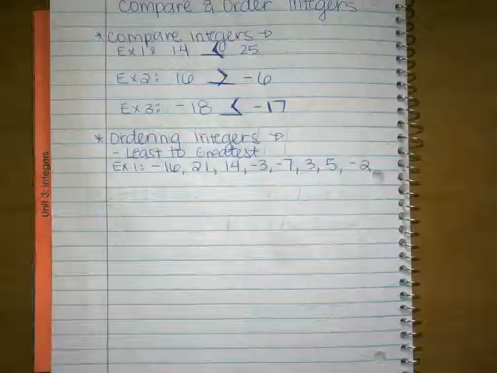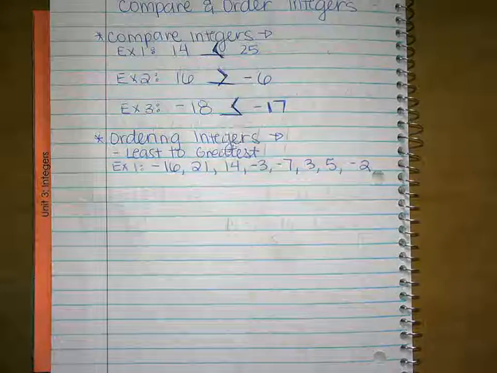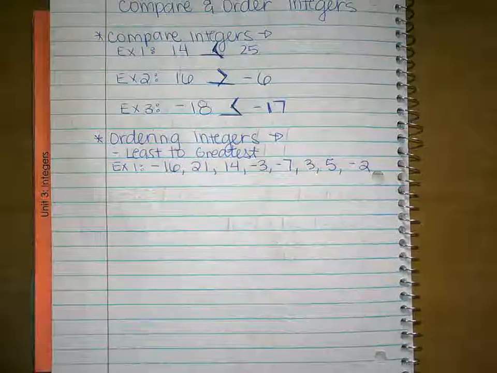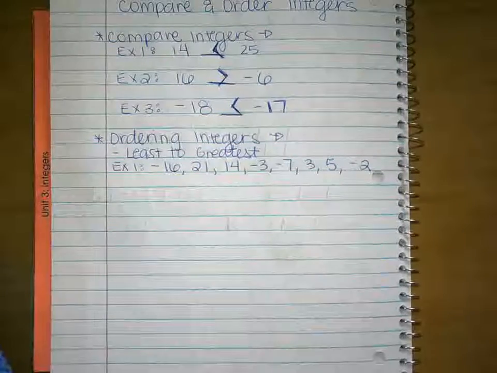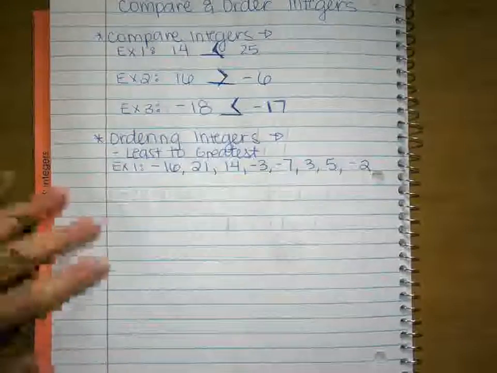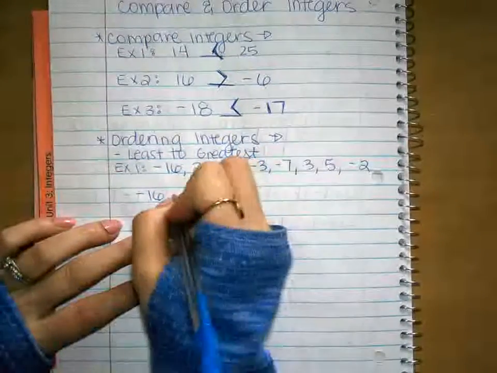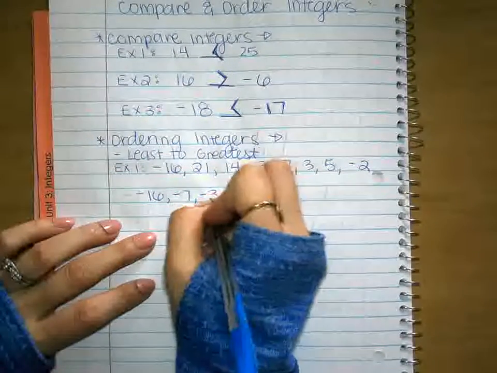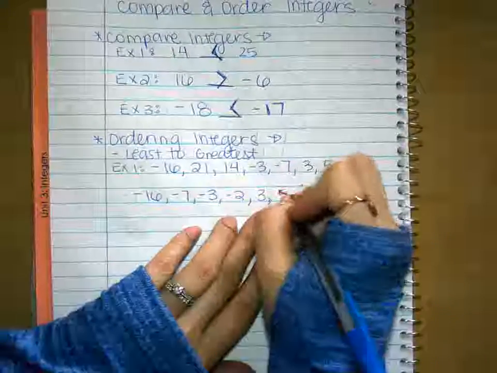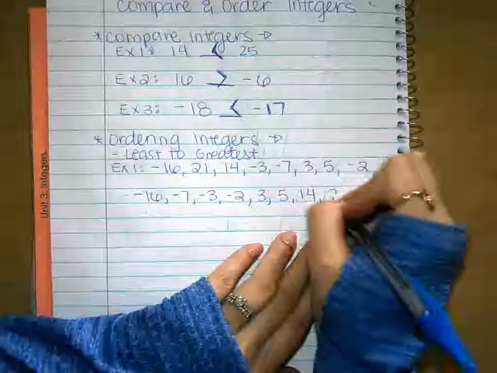We ready? Yes. Just about? Some of you are still writing. Alright, what comes first, everyone? Negative 16. Next. Negative 7. Next. Negative 3. Next. Negative 2. Next. 3. Next. 5. Next. 14. Next. 21.